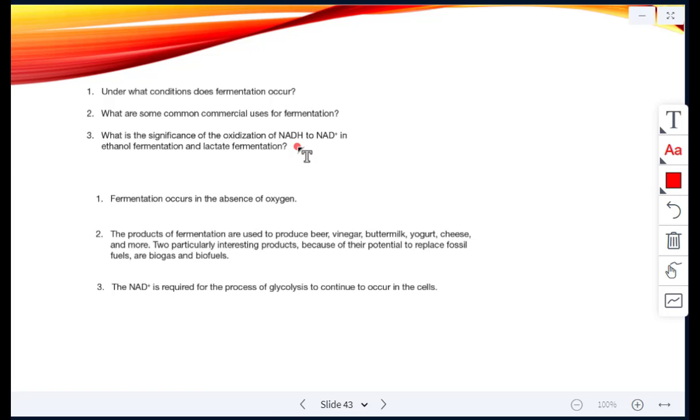What is the significance of the oxidation of NADH to NAD+ in ethanol and lactate fermentation? We need that to occur because that NAD+ will continue again to the process of glycolysis so that glycolysis can continue to occur in those cells.